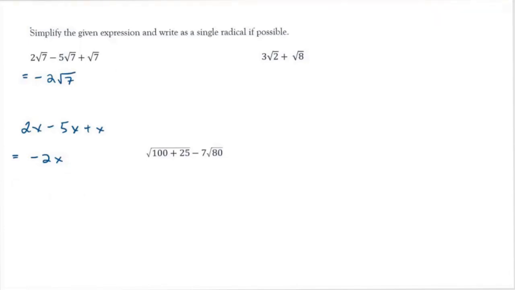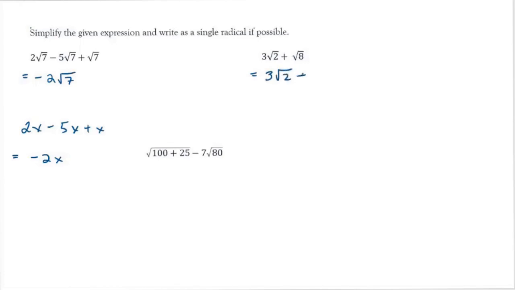We'll do this again with the example on the right, 3 root 2 plus root 8. As this expression is written, we can't actually add the radicals. They're not like radicals. They're both square roots, but they have different numbers under the radical sign. So we should check if we can simplify any of these radicals. Square root of 2 can't be simplified. It's already a prime number, in fact, but the square root of 8 certainly can.